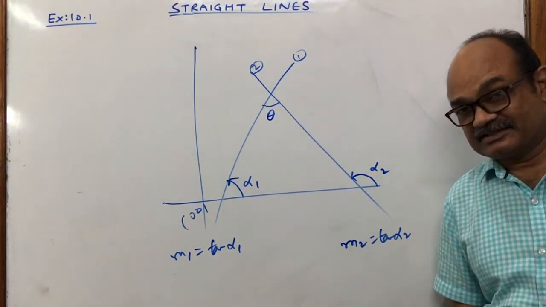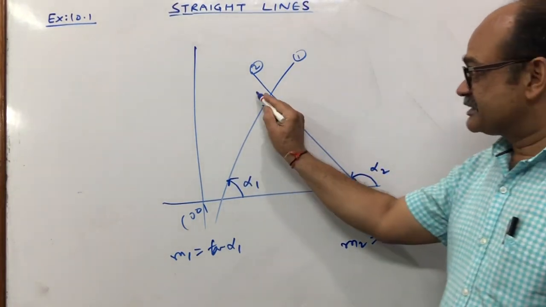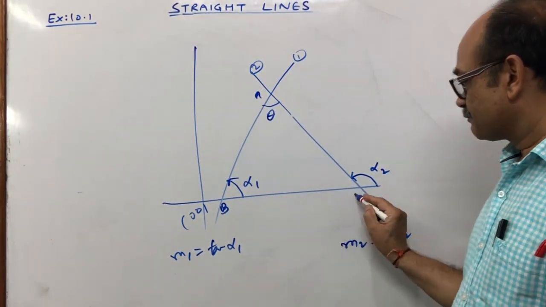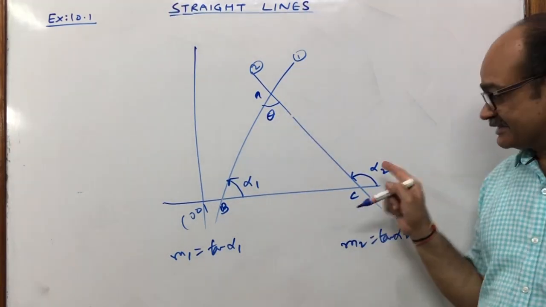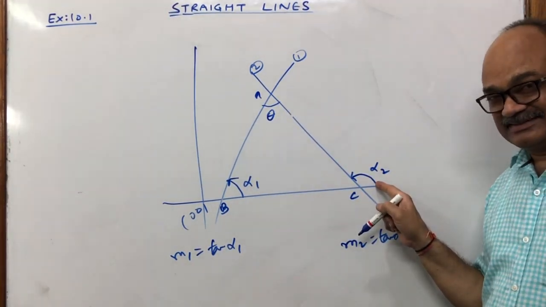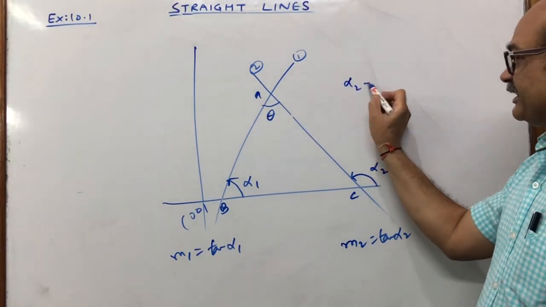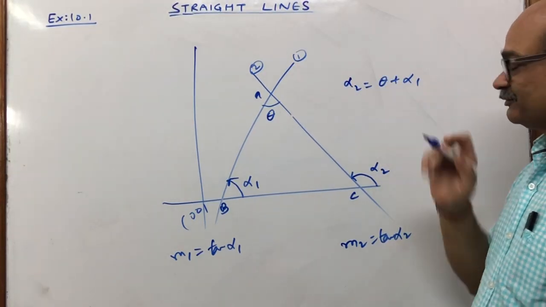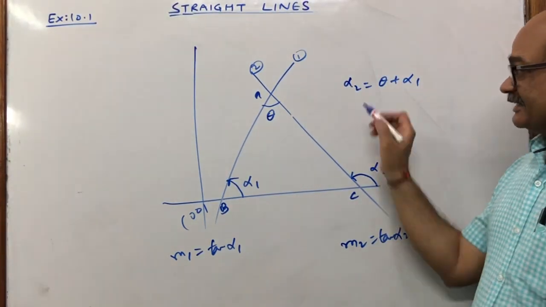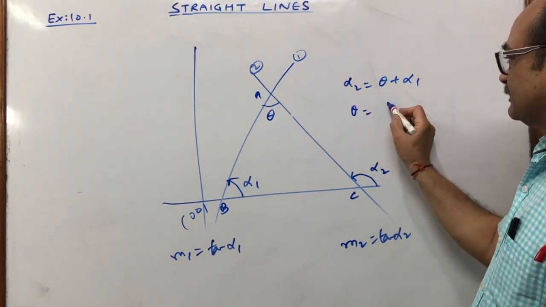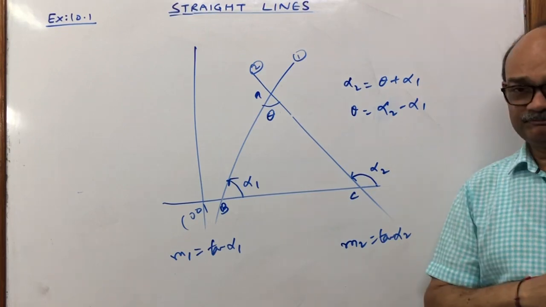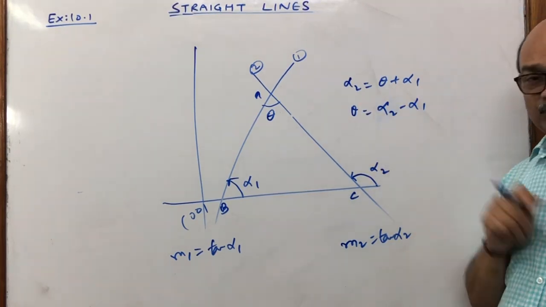Now a class 9 concept. In a triangle ABC, what is the relation between these three angles? This is the exterior angle of the triangle ABC, and you know the exterior angle is the sum of the two interior angles. Hence theta is nothing but alpha 2 minus alpha 1. See, theta is alpha 2 minus alpha 1.